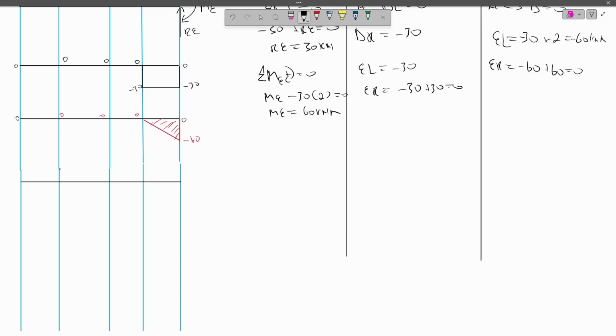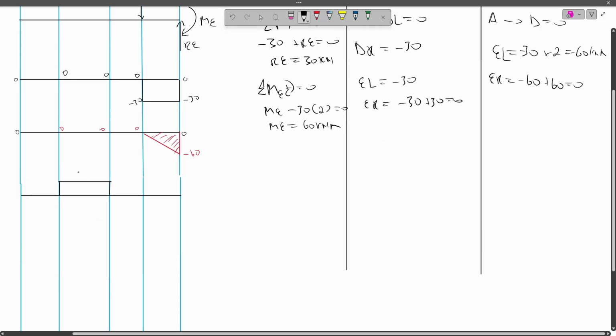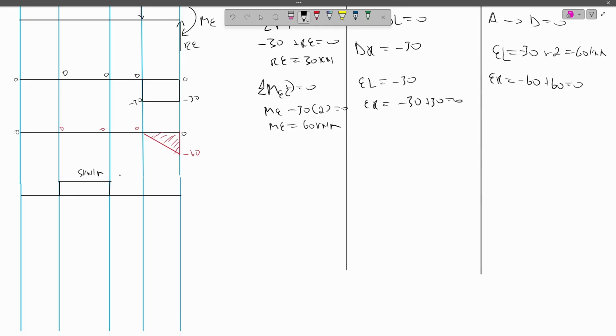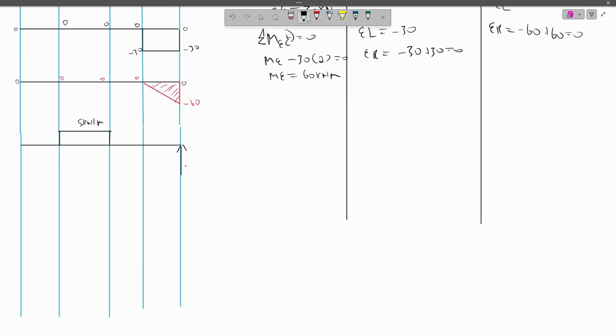Okay, we have our UDL at this point, which is 5 kilonewtons per meter. Then we'll have our reaction, as well as our moment, which will go anti-clockwise. Clockwise, I mean.